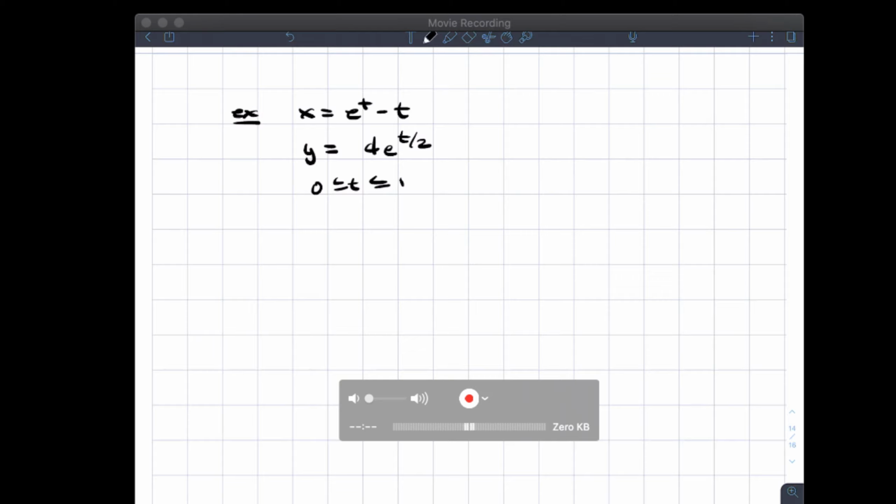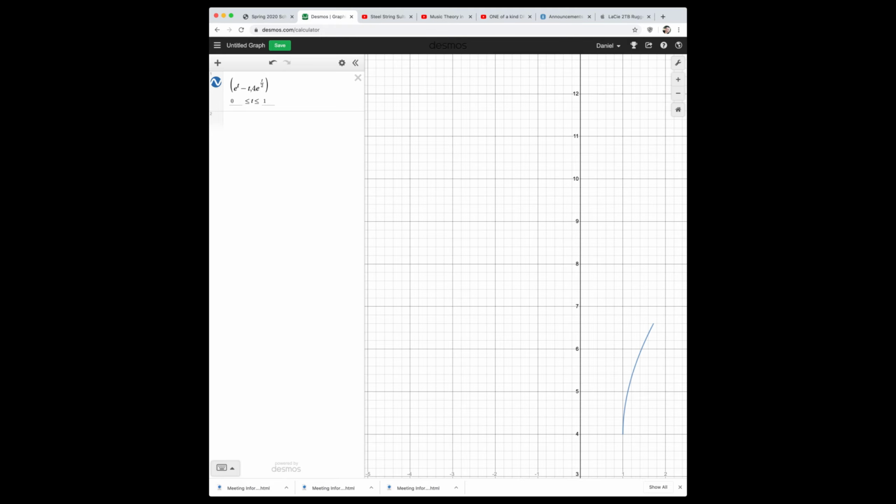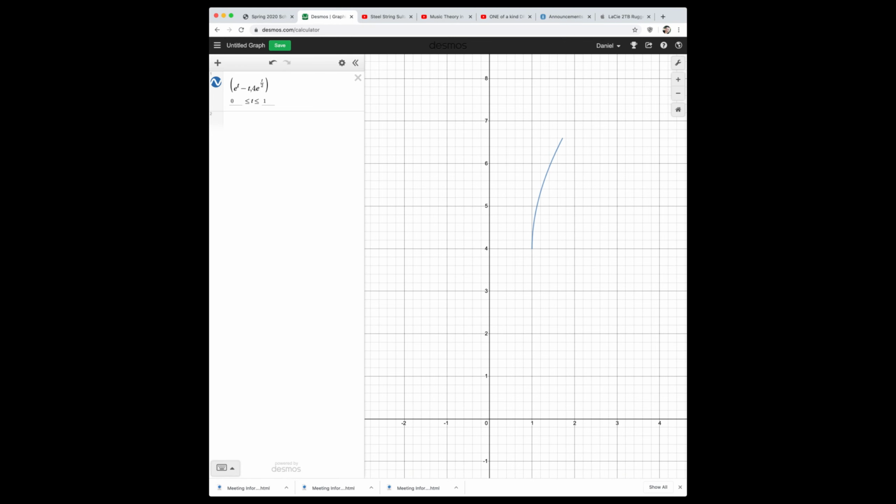Okay, let me see if this is correct online here. Okay, e to the t minus t, 4e to the t over 2, t from 0 to 1, and let's show you guys really quick. Here's the curve they're talking about, okay?